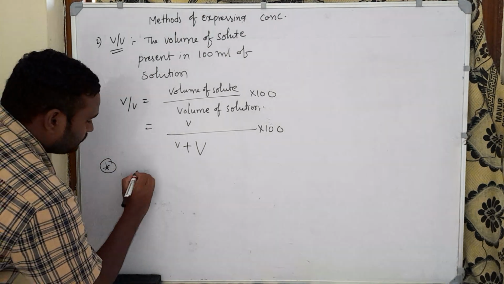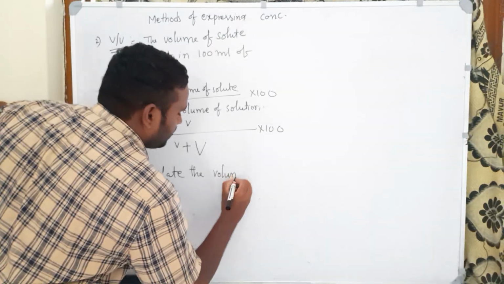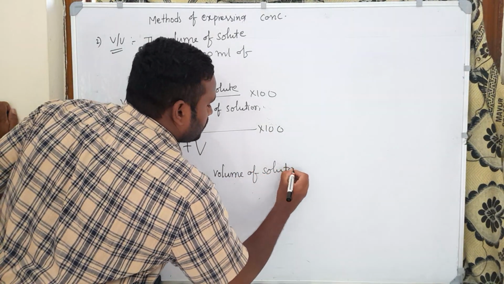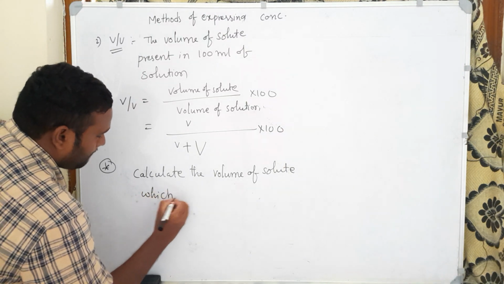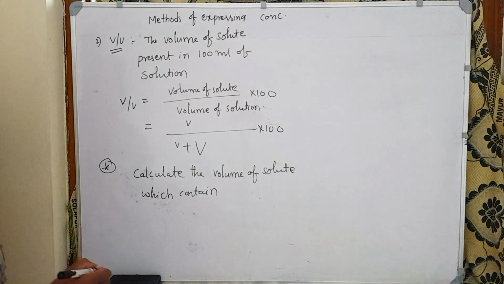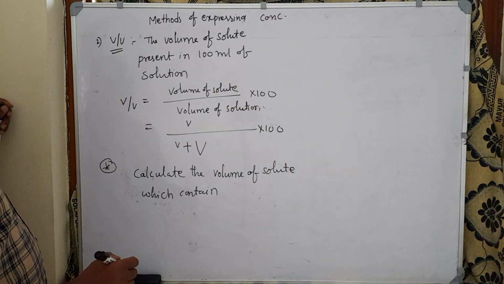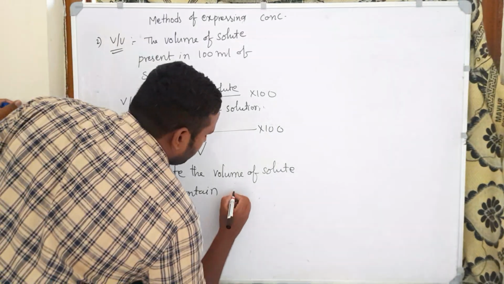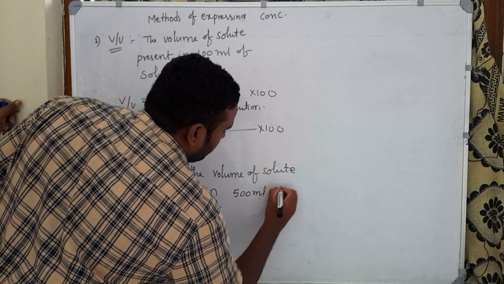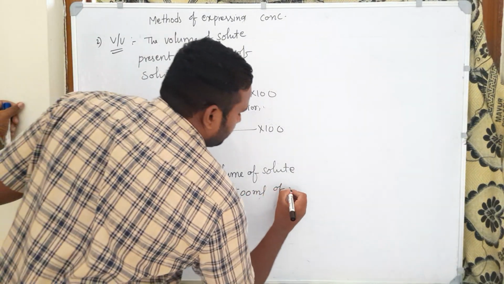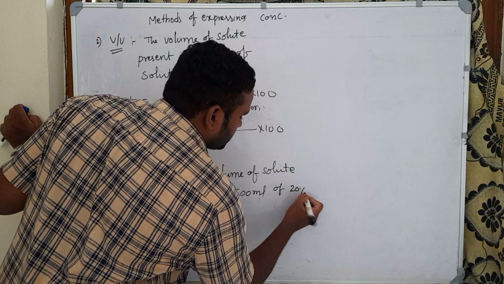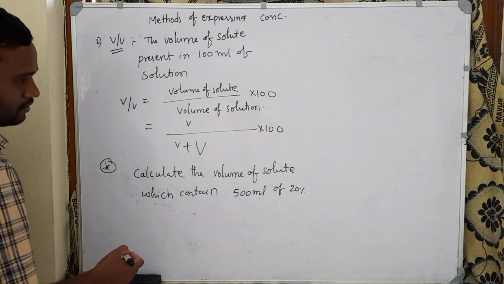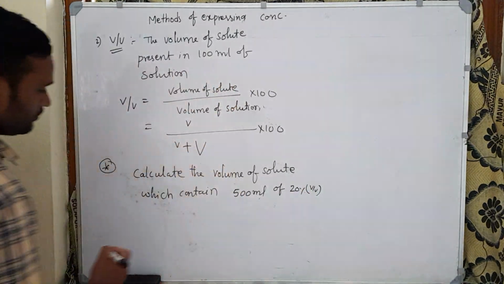Calculate the volume of solute which is contained in 500 ml of 20% volume by volume solution.